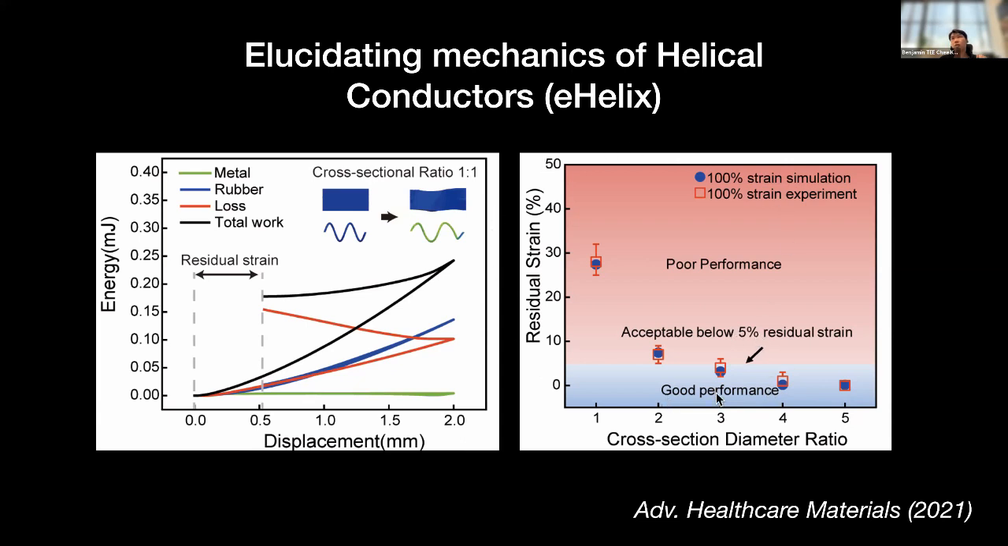So what we found is that for this particular material, which is the elastomer with a certain modulus, you need a certain diameter cross-section ratio, right? Of at least 3:1 in order to have this E-helix return to close to its original shape and length, right? And so we also studied multiple helixes and so on. So if you're interested, you can read the paper in Advanced Healthcare Materials. But I think this is an interesting strategy, and we're trying to think of other uses for this technology. And if you have any interest, feel free to contact me after that.